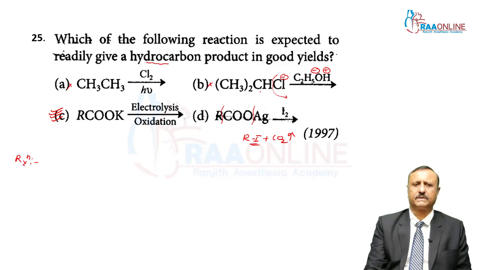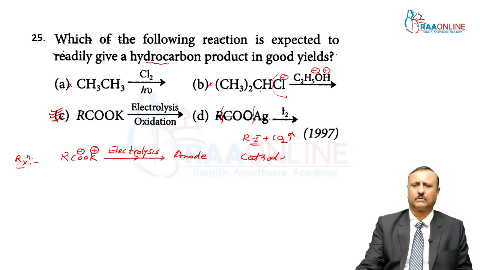What is the reaction that takes place in this question? My dear students, you can get the RCOO minus and K plus charge, and when electrolysis is done, then minus and plus charge go to the anode and cathode. Here anode and here cathode. My dear students, RCOO minus negative ions are deposited on the anode and K plus is deposited on the cathode. This K plus accepts this electron and forms potassium.